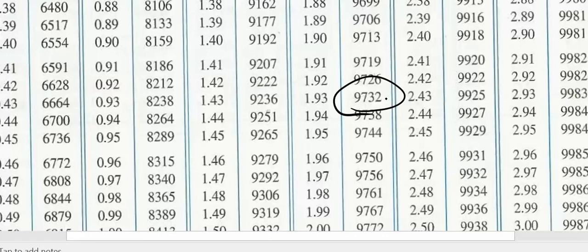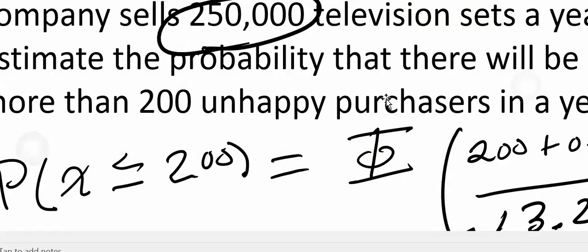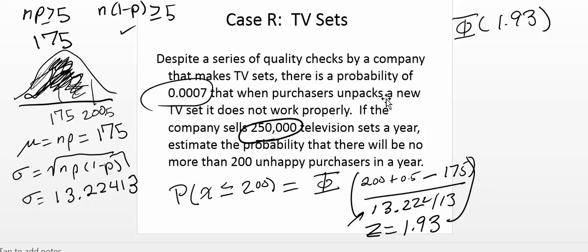Let's check. Do we want that number or do we want one minus that? So phi of z was found to be equal to 0.9732, which we just got from the table, for phi of 1.93. Do we want that number, or do we want 1 minus that? Again, looking at our little sketch that we drew here, we want that number.